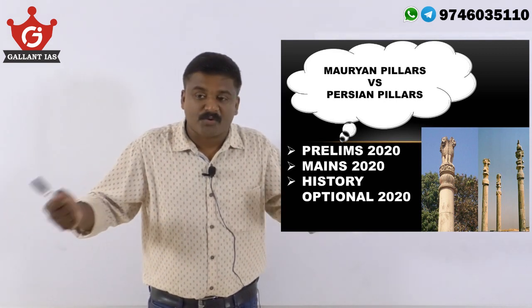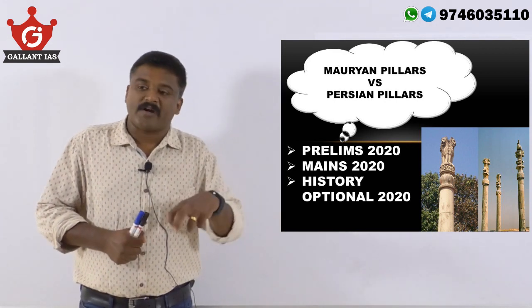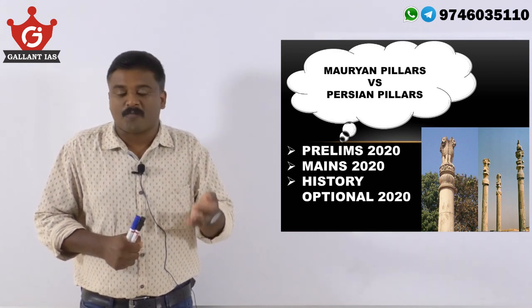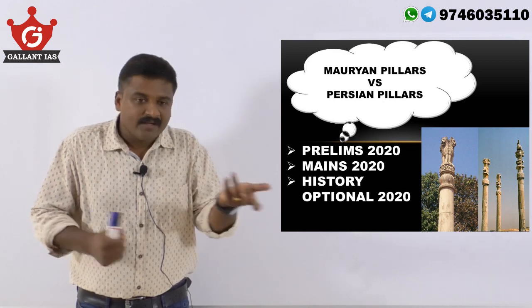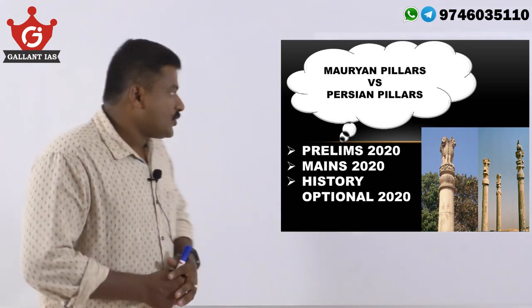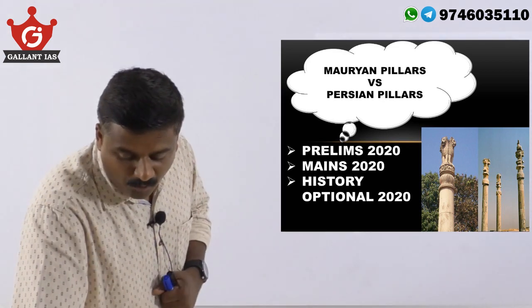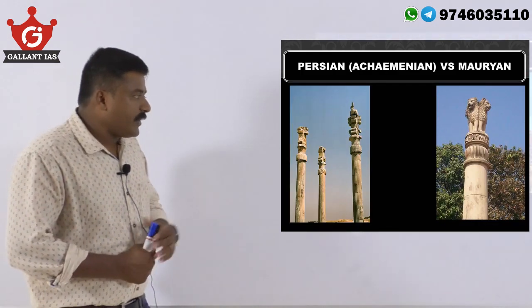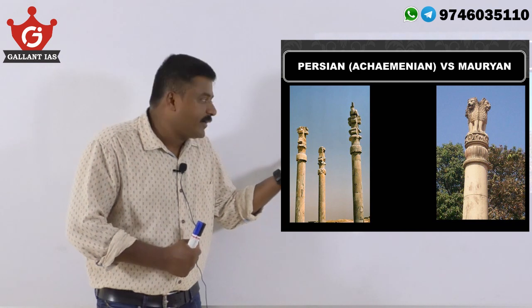Or UPSC may ask a question like this: how was the Ashokan pillar architecture influenced by Persian art or Persian architecture? That way also UPSC asks questions. So let's have a look into the Mauryan or Ashokan pillar versus the Achaemenian or Persian pillar. You can have a look at the images shown here.